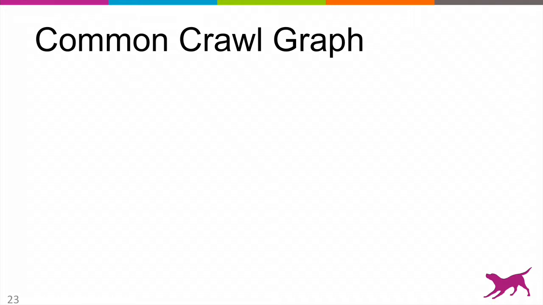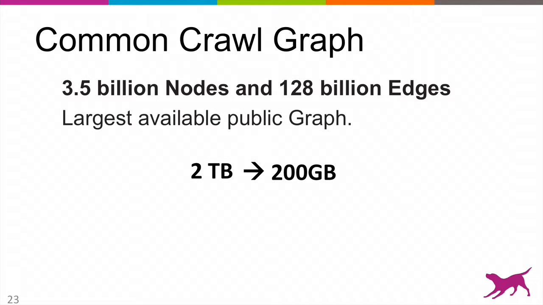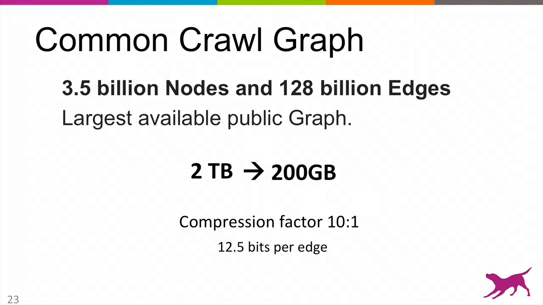So we tested this on the Common Crawl graph. This is the largest publicly available web graph we can find. 3.5 billion vertices, 128 billion edges. Represented naively, it's about 2 terabytes. That's 8 bytes per ID. We represent it in about 200 gigabytes, or a compression factor of 10 to 1, 12.5 bits per edge.